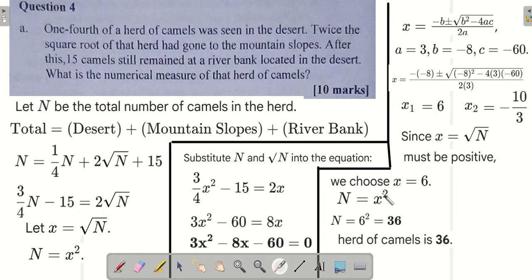Then we go back and substitute x there. So n is going to be x squared, which is 6 squared. Then n is equal to 36. Therefore, there were 36 camels, the herd of camels, originally. And that is the answer.